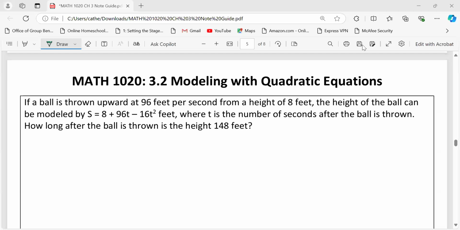This is another section, 3.2, modeling with quadratics. So basically we're going to take quadratics and put them in word problems and applications. Now, this is what this section is about.